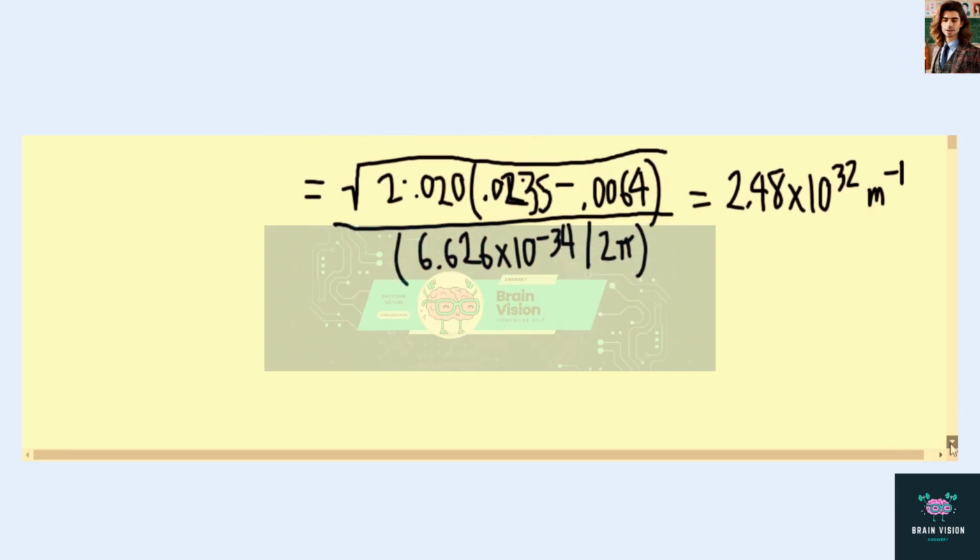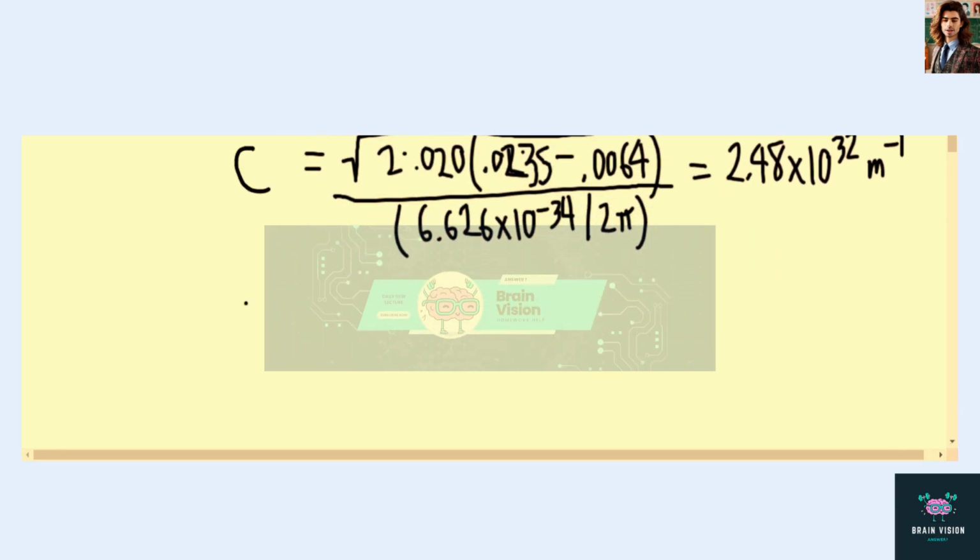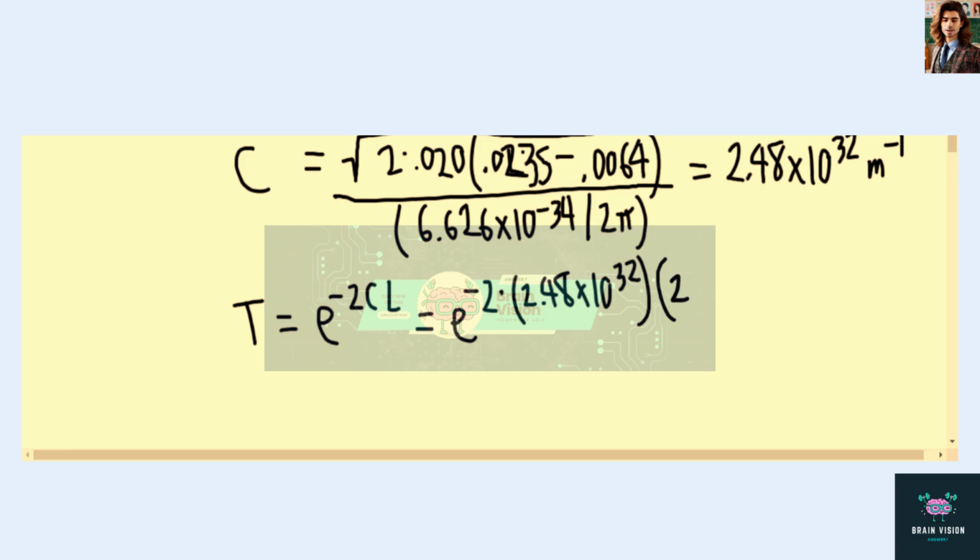So scrolling down, I'm going to leave this right here. We'll write C. We want to get T, and this is equal to e to the minus 2CL. We keep in mind that L was equal to 2 times 10 to the minus 3 meters because it was 2 millimeters. We were assuming the cardboard of the shoebox was that thick. So we have e to the minus 2 times 2.48 times 10 to the 32 times 2 times 10 to the minus 3. This is a very difficult number for a calculator, so right now we just write it as e to the minus 9.92 times 10 to the 29th.